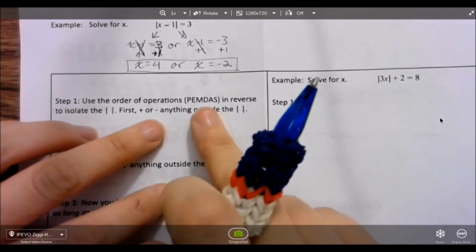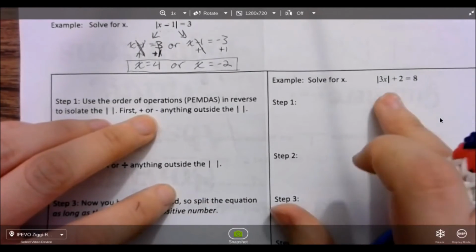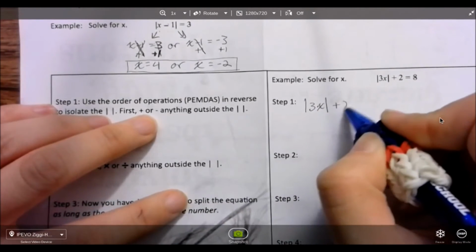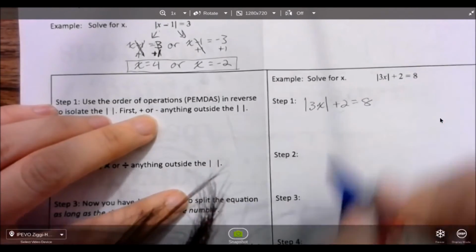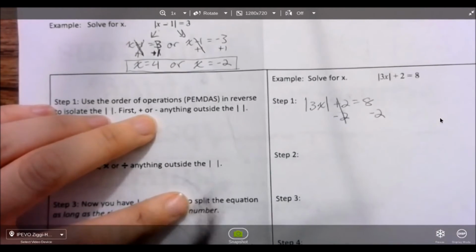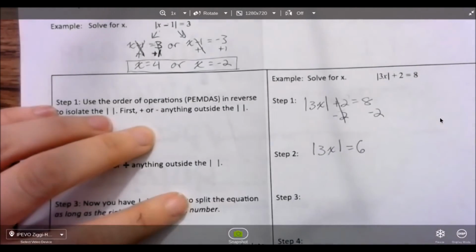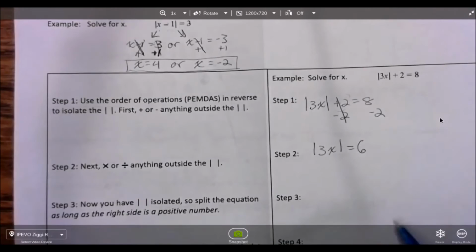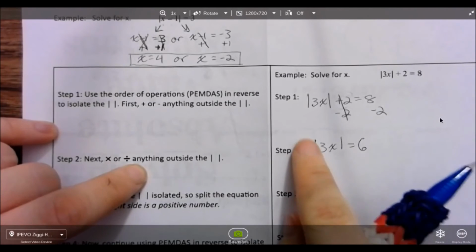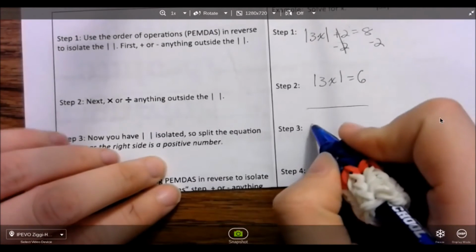So step 1, use order of operations, PEMDAS, in reverse to isolate the absolute value. So first we want to add or subtract anything outside the absolute value. So in this case, I have absolute value of 3x plus 2 equals 8, and I need to cancel out this 2. Okay, so I'm going to do that by subtracting 2 from both sides. Those cancel out. And so I have absolute value of 3x equals 6. Now, if I had anything else to multiply or divide that was outside, like say if I had a number in front of here, I would divide that out next, but I don't really have anything, so I can skip that step.